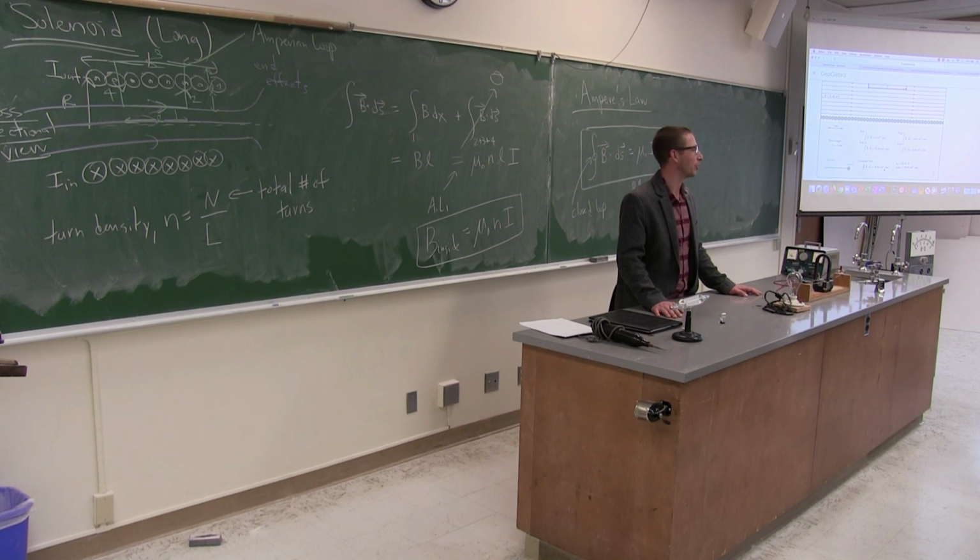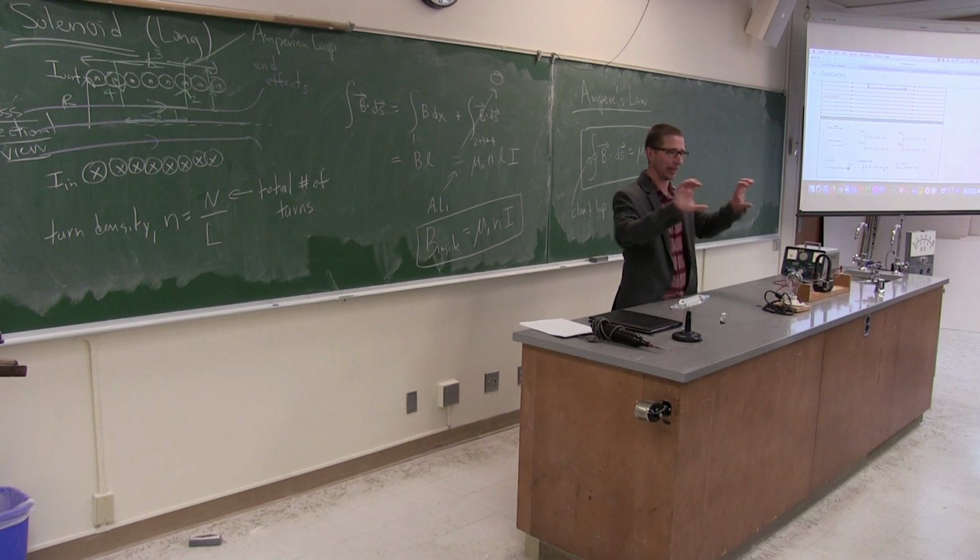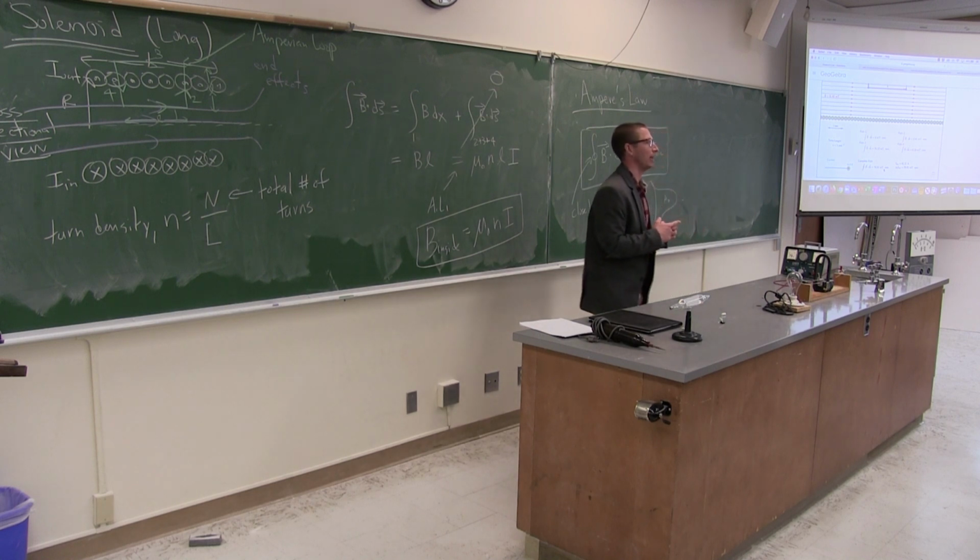A circle. Yes, it would be inside the solenoid. If I took that solenoid, bent it, and attached the two ends together, your magnetic field would just be circular in this case, so your loop would have to be inside that torus.